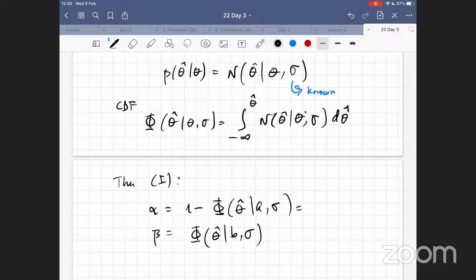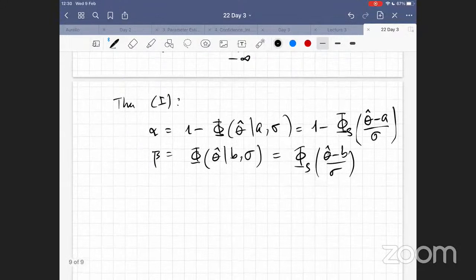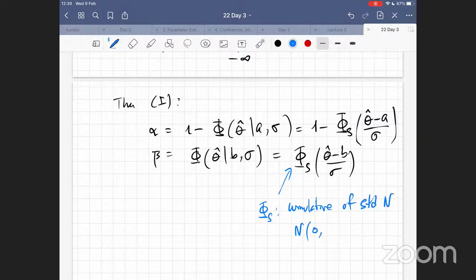However, note that I can express this as the following. This is going to be the cumulative of a standard Gaussian, where the argument is now this one. And this will be the cumulative of a standard Gaussian, where the argument is the other one. This is a cumulative of a standard normal, the normal where you have 0 mean and 1 standard deviation, okay? This is a re-expression of that.